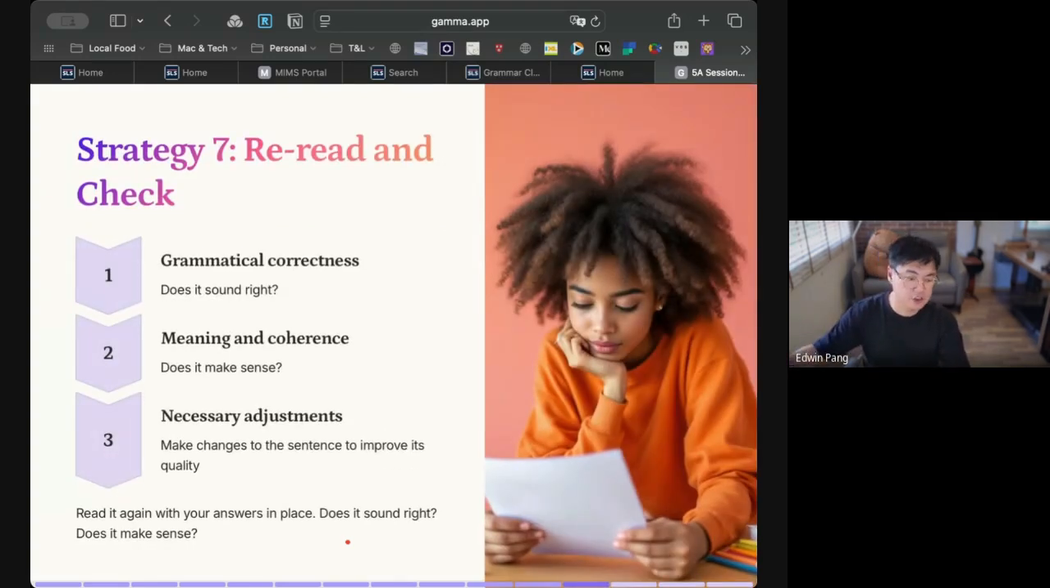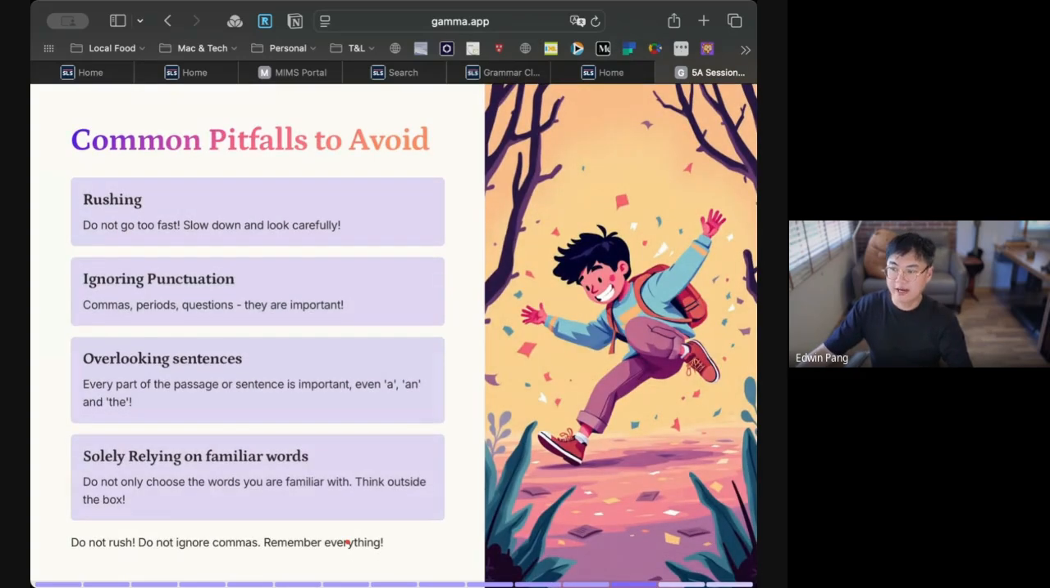Okay, so remember to reread and check. This is not a strategy, but it's just a reminder. Read through on the third time. As you read through on the third time, try to check that everything is correct, that your sentences make sense. Remember, break the passage down into sentences. Make sure every sentence makes sense from the capital letter all the way to the punctuation mark. Make sure that everything makes sense. Right, these are some common mistakes that everybody makes.